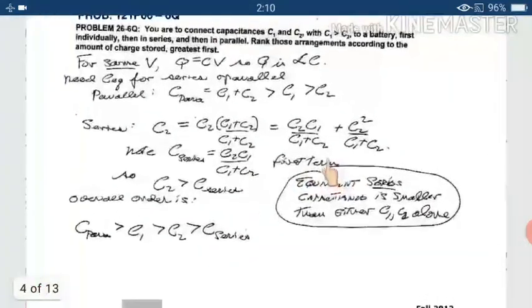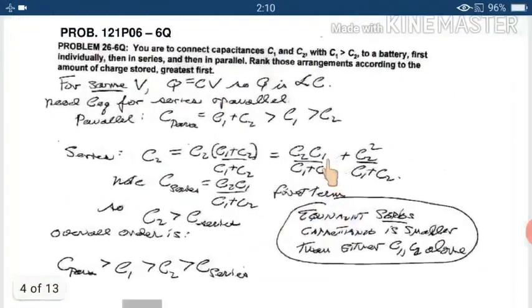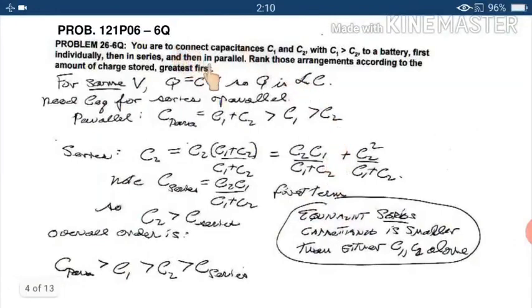Next question is: you are to connect capacitances C1 and C2, with C1 greater than C2, to a battery, first individually and then in series and then in parallel. So they are talking about two capacitances and they have given one condition that C1 is greater than C2. First we will talk about the individual capacitances, then their series combination, and then their parallel combination.